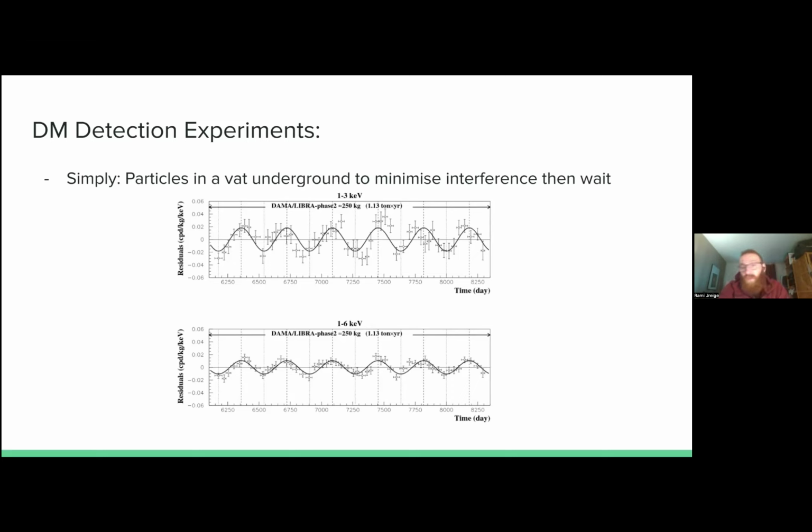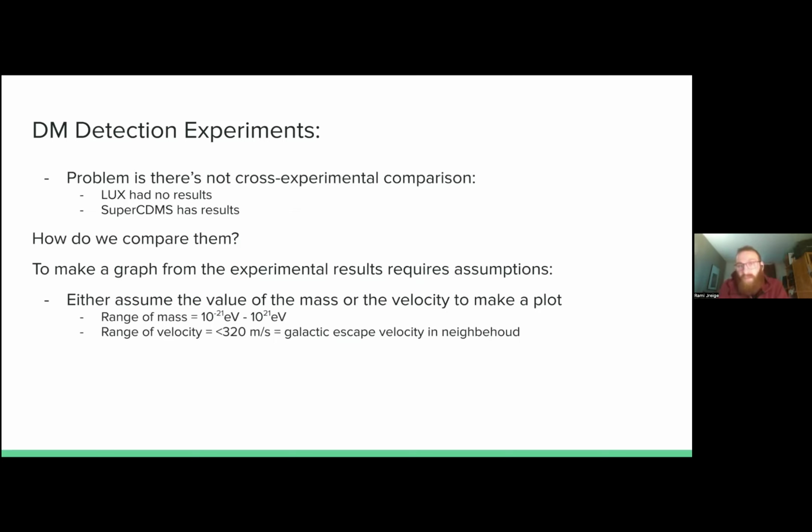And the construction of this graph, of course, is based on the assumptions that we have, but we do get detections. DAMA has that. However, it's difficult to have cross-experimental comparison. LUX, another one, has had no results. SuperCDMS had results. Some, SuperCDMS or CoGeNT, respectively. Some detectors have had results. Some detectors have not. The question really becomes, how do we compare them?